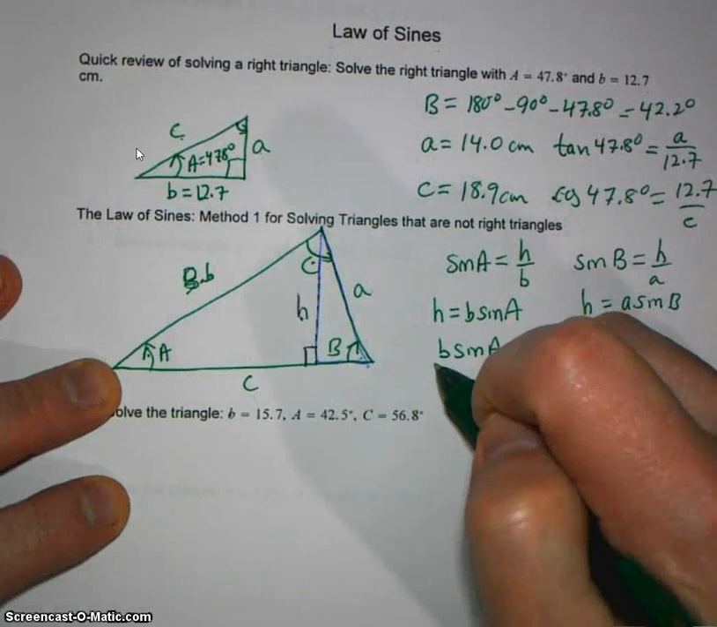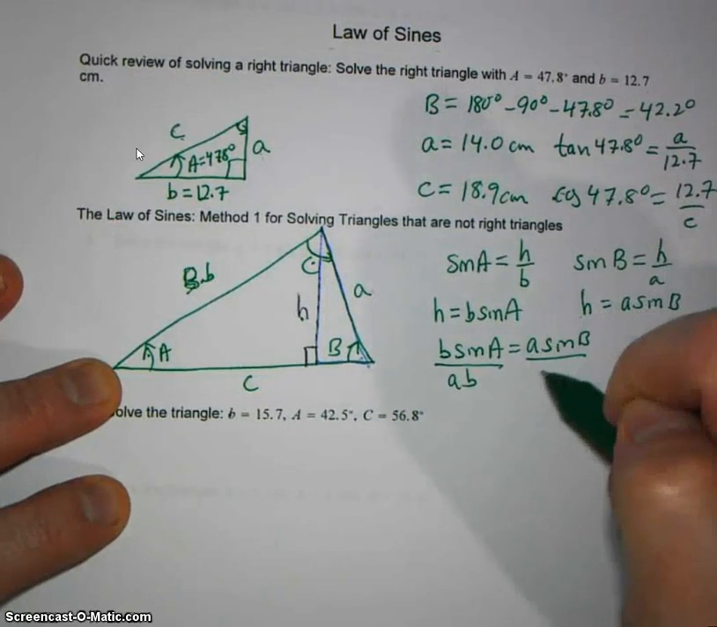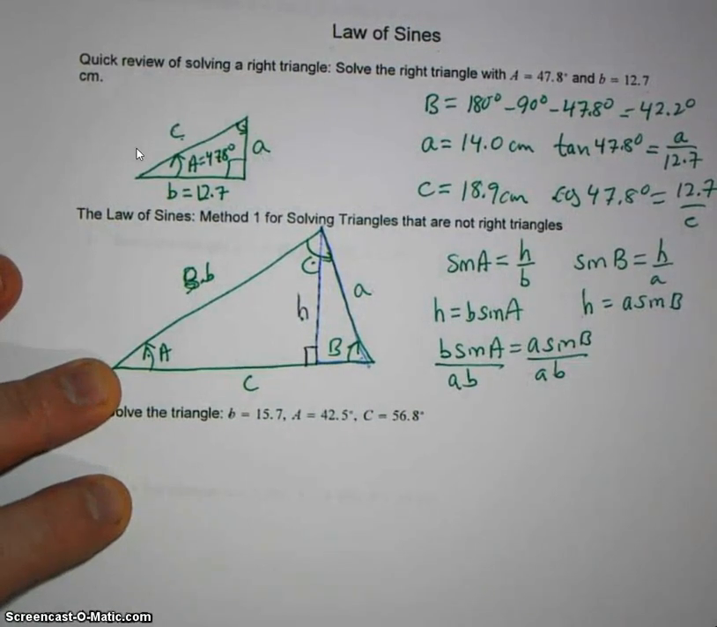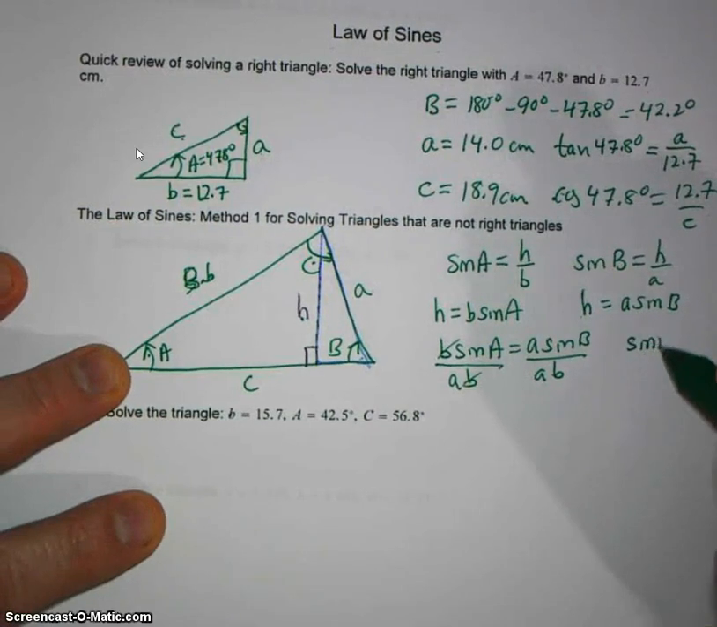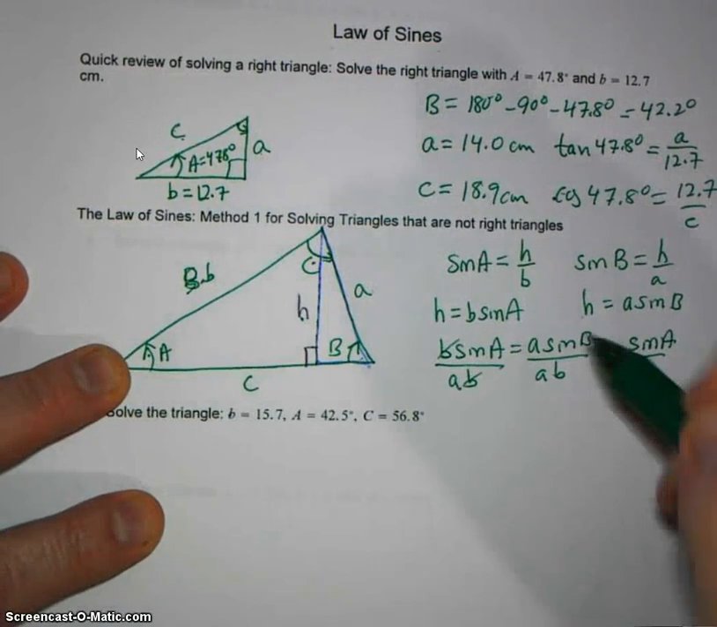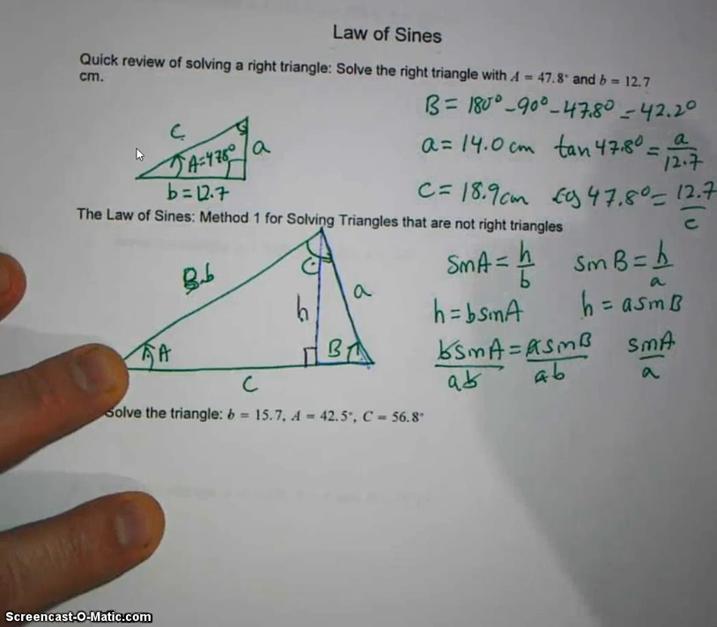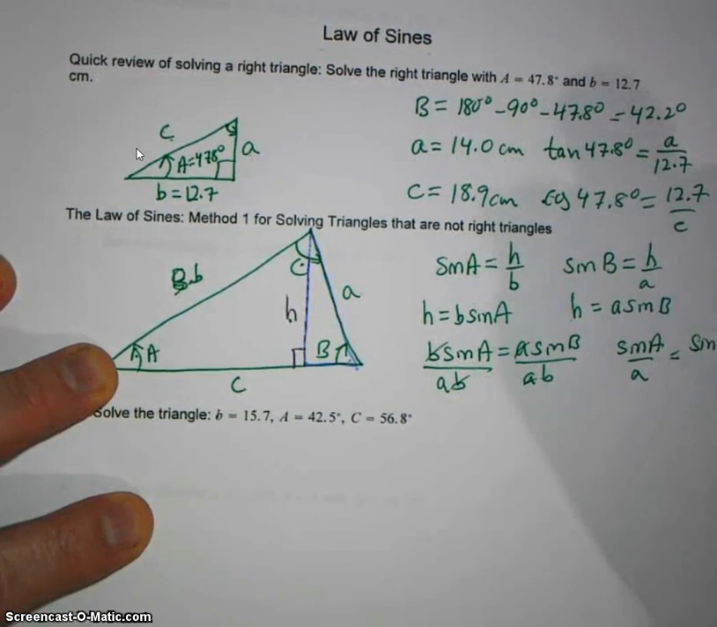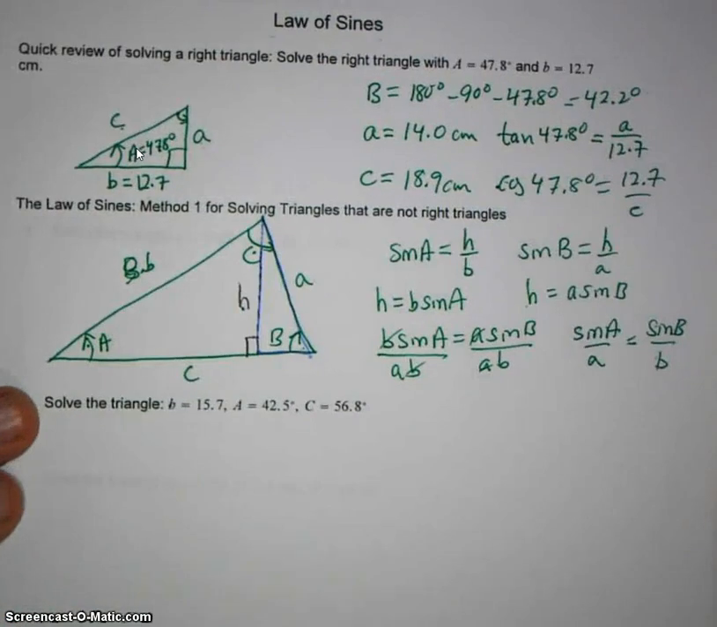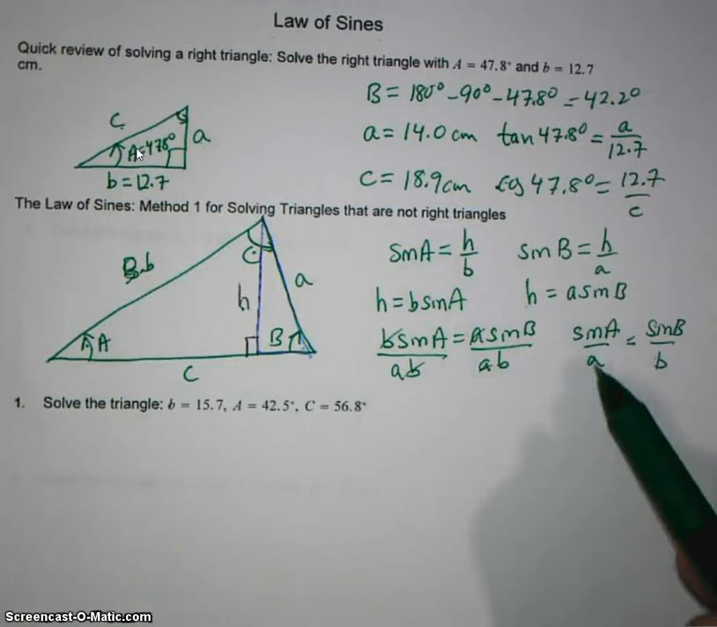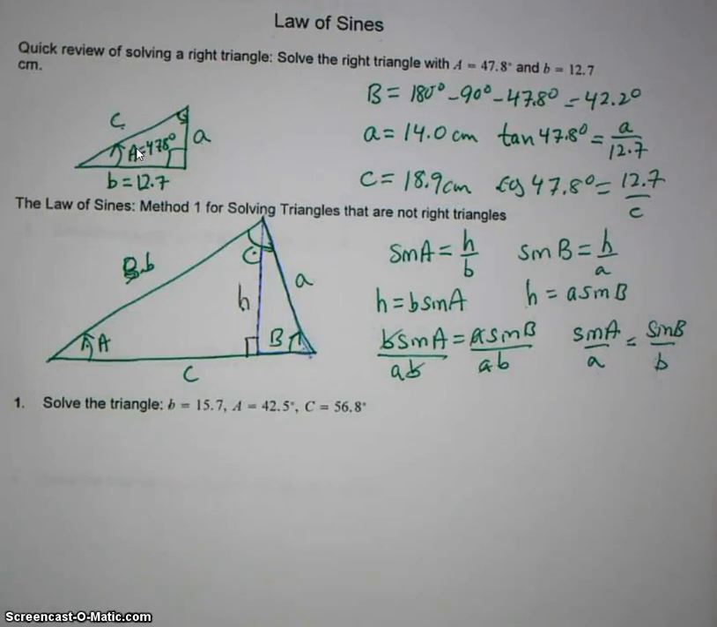I'm going to take this equation and divide both sides by a and b. On the left-hand side, these b's reduce out. I get sine A over a. Over here, these a's reduce out. I get sine B over b. And this is known as the law of sines. In any triangle, the sine of A over a is equal to the sine of B over b.